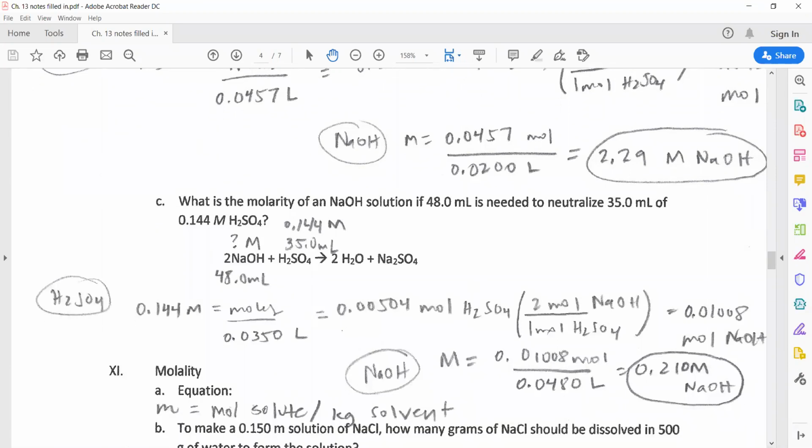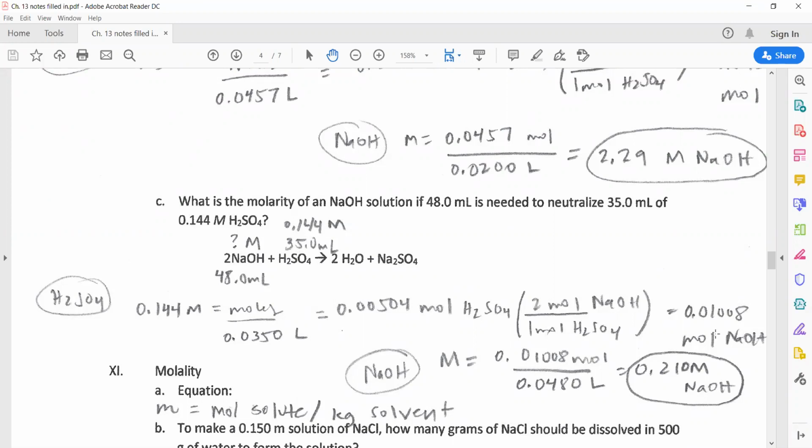One last one here, which is really similar. What's the molarity of sodium hydroxide if we've got 48 milliliters of it, and that will neutralize 35 mL of 0.144 molar sulfuric? So we once again ask ourselves, how can we get to moles? So I'm going to start with sulfuric because I know more about it. Molarity in liters, cross multiply to get moles. I use the mole-to-mole conversion using the coefficients. I get to moles of sodium hydroxide.